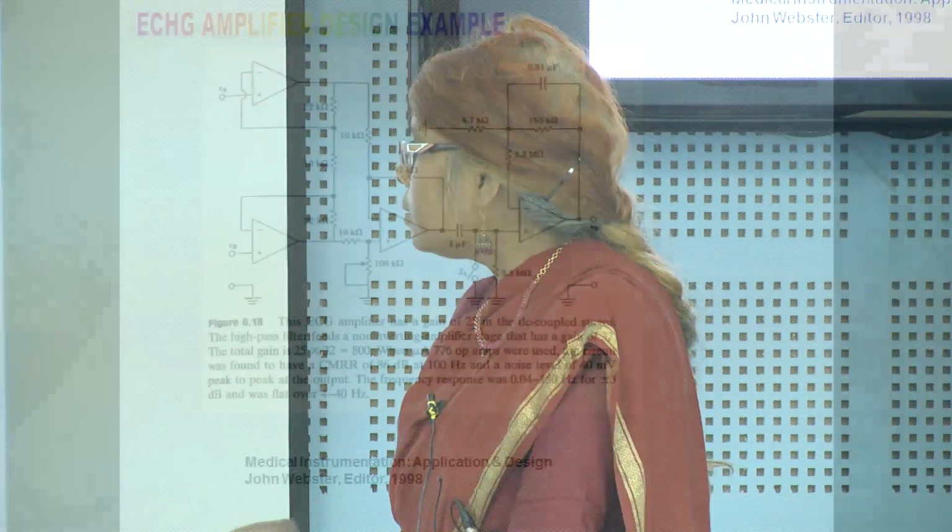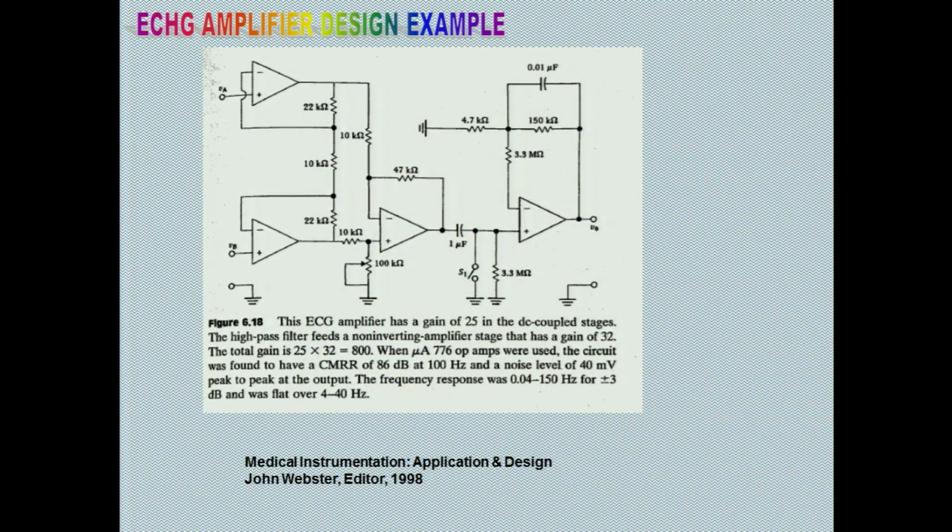And then we are going to do 0.04 to 150 hertz, plus minus 3 dB, and flat for 42 hertz. So this is our high pass and low pass filter range. This is going to be your high pass, anything above this you want, and then anything below this. So this high pass is here, and then this low pass is here, this 0.01. So when we build, we are going to build the same thing.